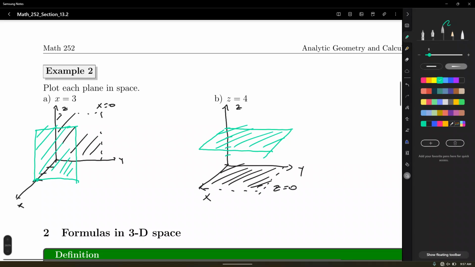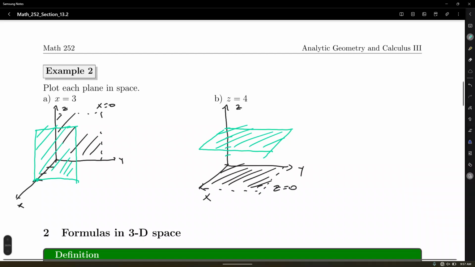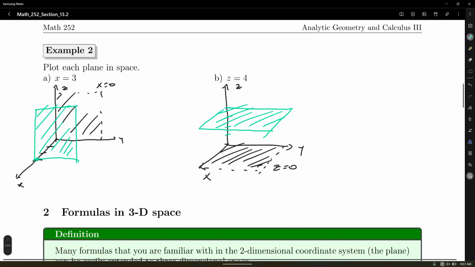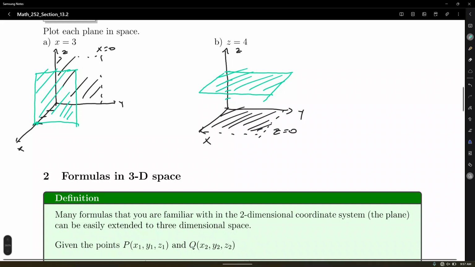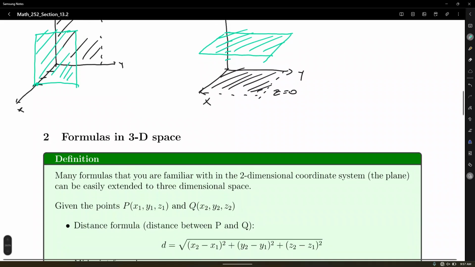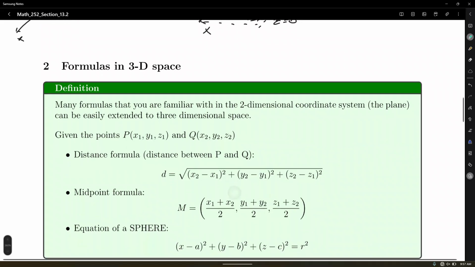All right, so that just extends forever. Okay, so that's a little bit of how plotting single values really represents walls or planes. This is going to be important later when we describe rectangular solids to find their volumes using double or triple integrals, or their masses, or their surface areas. Formulas in space. Formulas in 3D space.